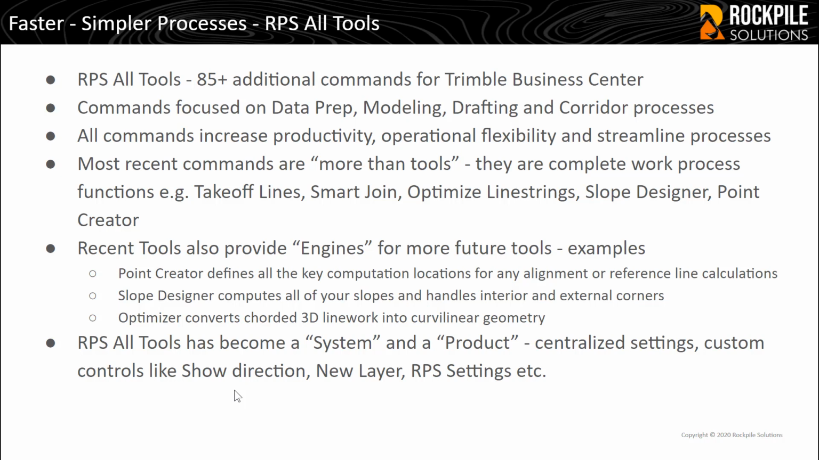But all these things, they calculate values, and these values are engine based, and we can incorporate those engines into other commands. So for example, our Slope Designer command incorporates both the point creator functionality to determine where to calculate the points for the slope design, and it also incorporates our optimized line strengths functionality to turn the lines we compute back into curvilinear geometry at the end of the process. So all of these tools combine together to create a compelling solution, and it's more of a product and a system than just a set of tools for TBC.